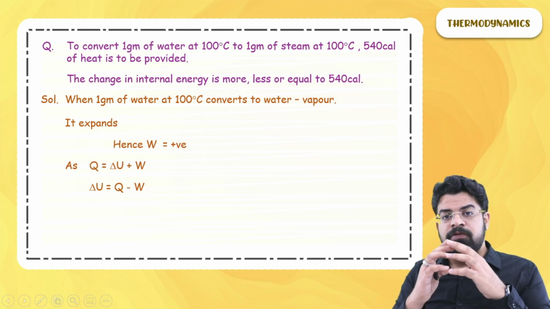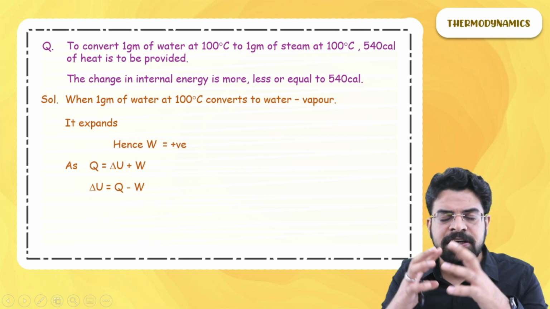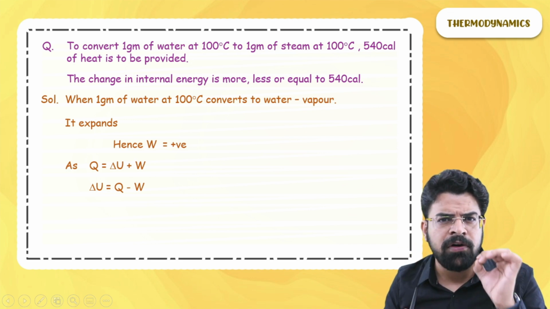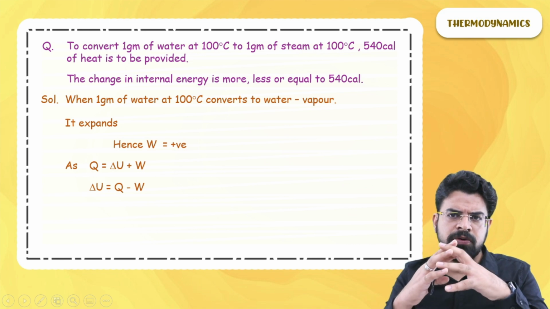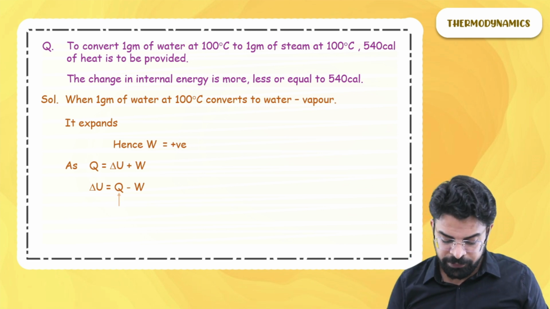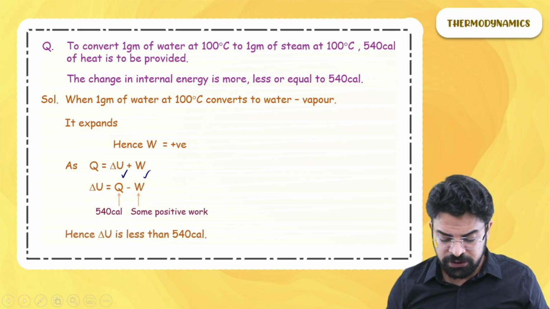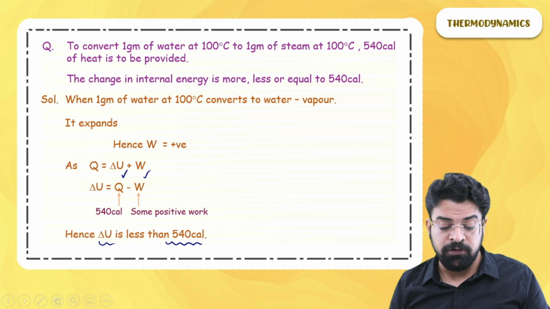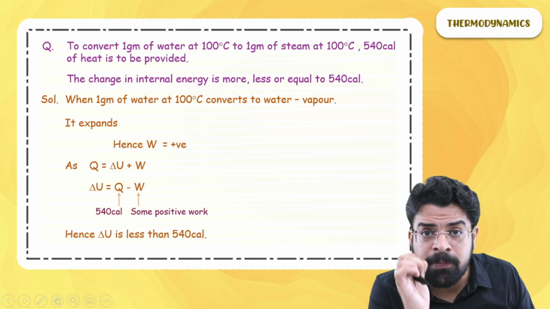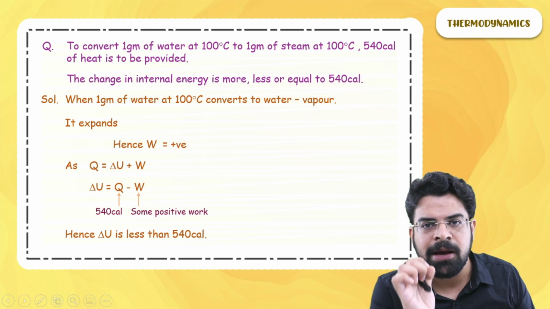That's why when 1 gram of water at 100 degrees centigrade is converted to 1 gram of steam at 100, it expands and does some work on the surrounding. Since it does some work on the surrounding, out of the 540 calorie provided to it, some part is used in doing work on the surrounding, so the change in internal energy has to be less than 540. As Q is 540 and W is some positive work, the change in internal energy comes out to be less than 540 calorie. So all the heat provided is not utilized to increase the internal energy. Some part of it is used to do the work on the surrounding. That's why the internal energy increases by an amount less than 540.